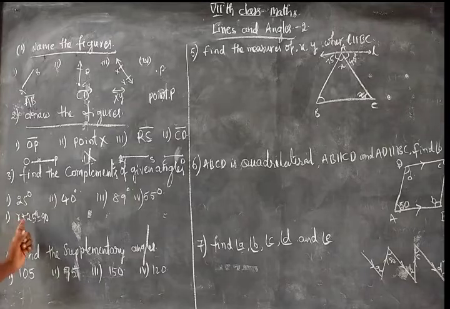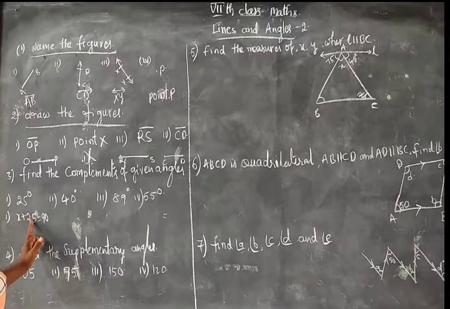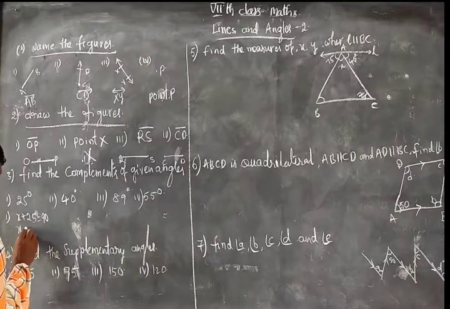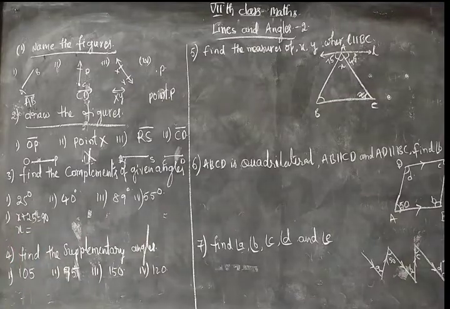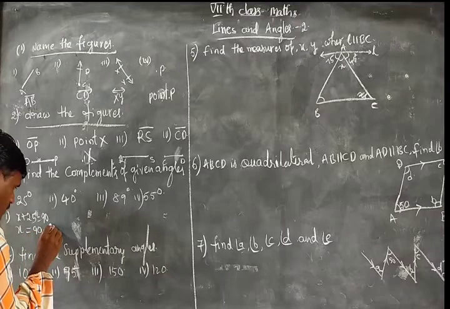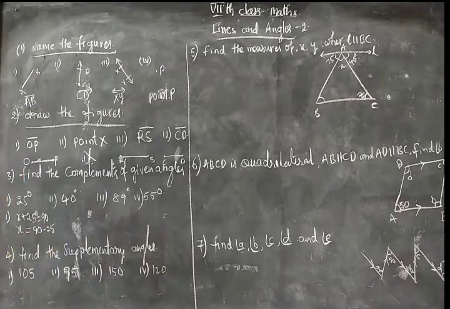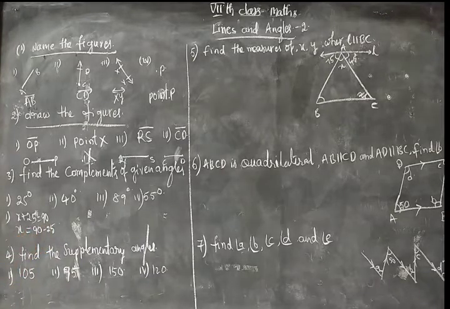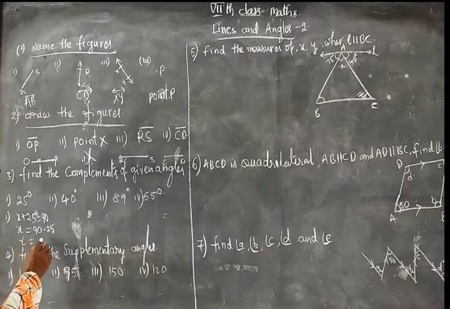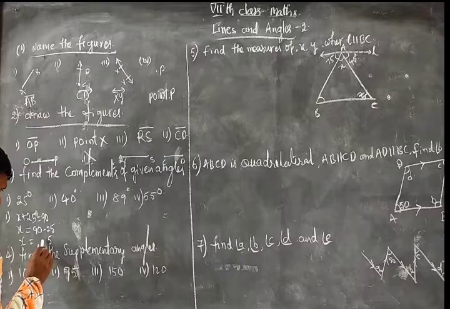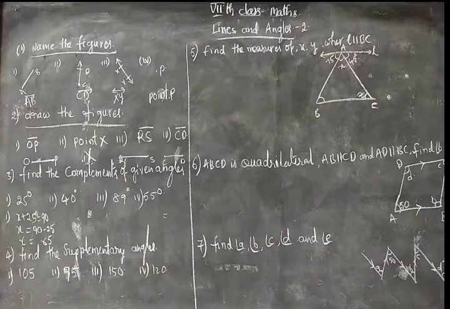We will try to find the x value. 25 is a constant with a positive sign, so transpose 25 to the right side. Then this becomes 90 minus 25. The difference between 25 and 90 is 65. So the other angle is 65.